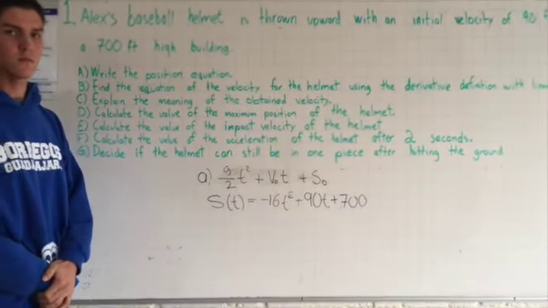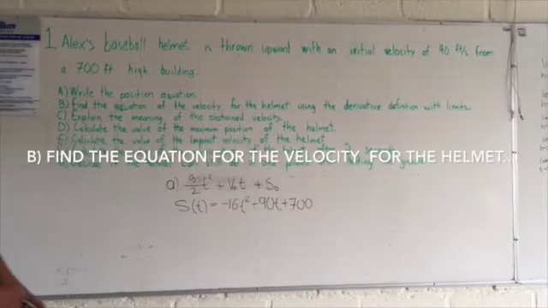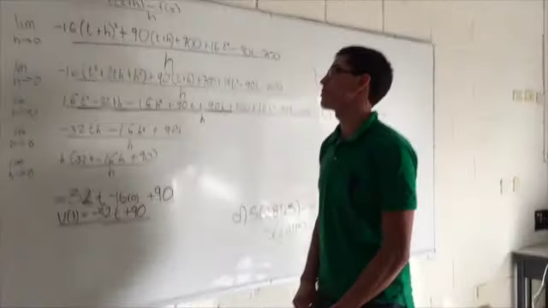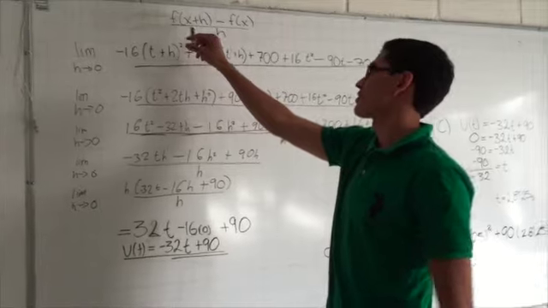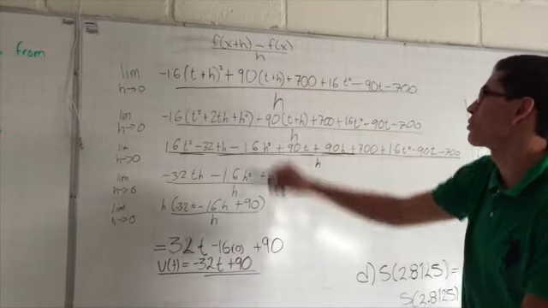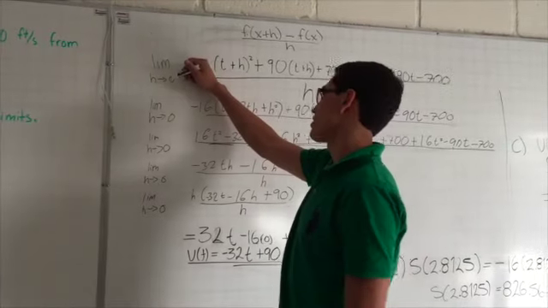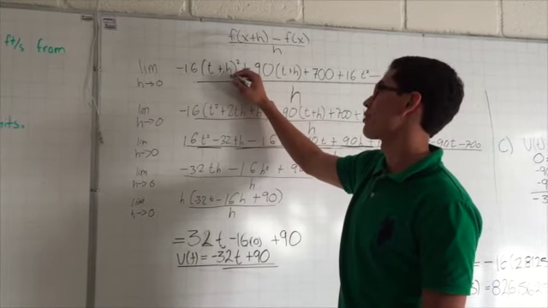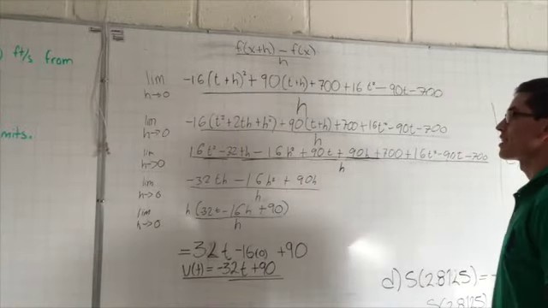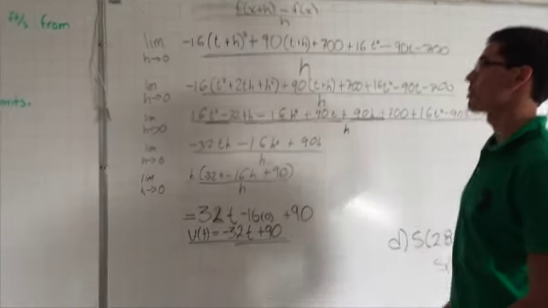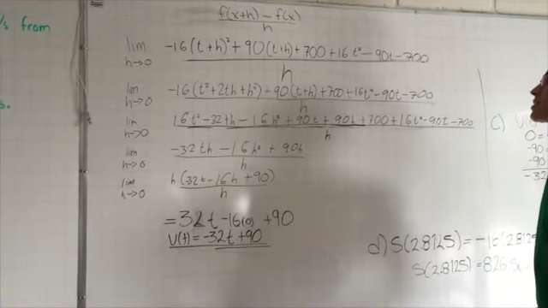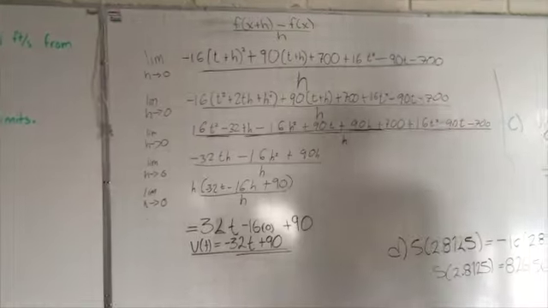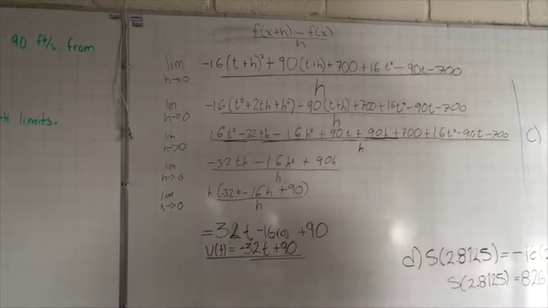700 feet. Find the equation of the velocity for the helmet using the derivative definition with limits. According to the derivative definition with limits, the function is f of x plus h minus f of x over h. So we write the limit when h approaches 0, and here our variable is t because of time, and we just add h. So we have minus 16 times t plus h squared plus 90 times t plus h plus 700, and then plus 16t squared minus 90t minus 700 over h.